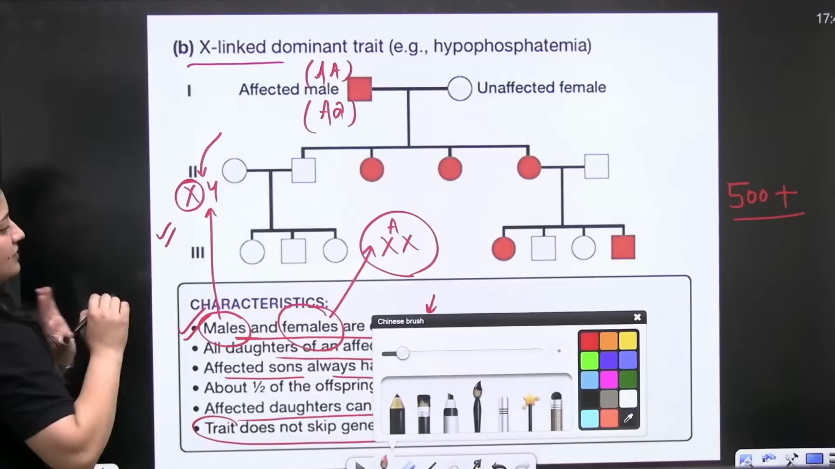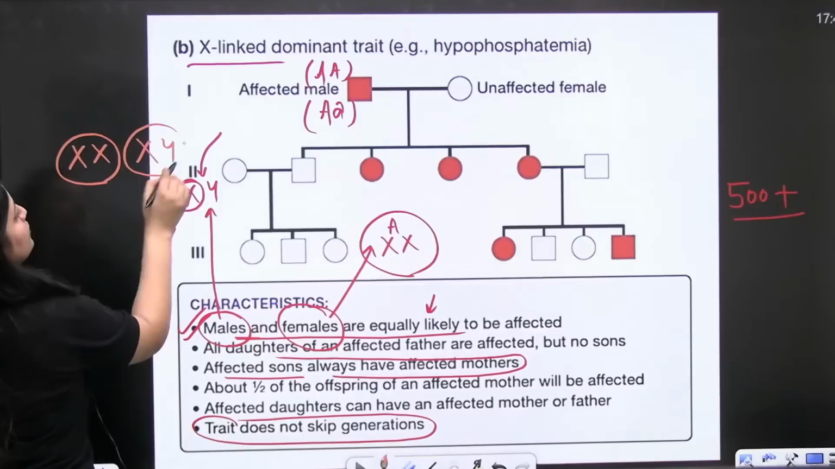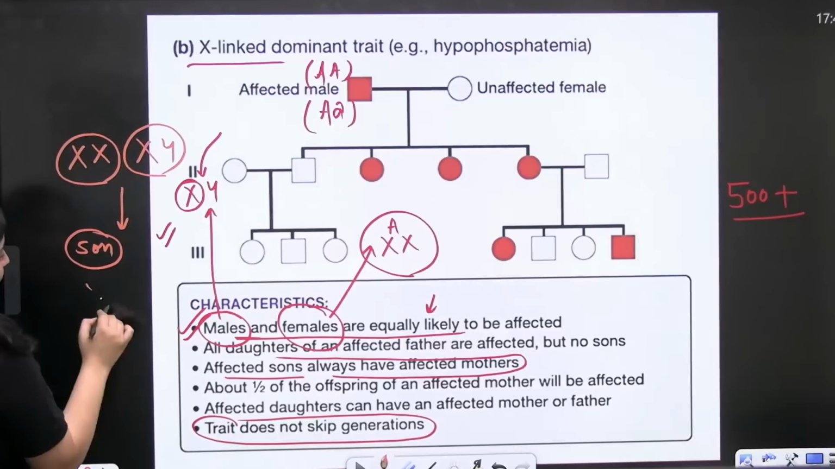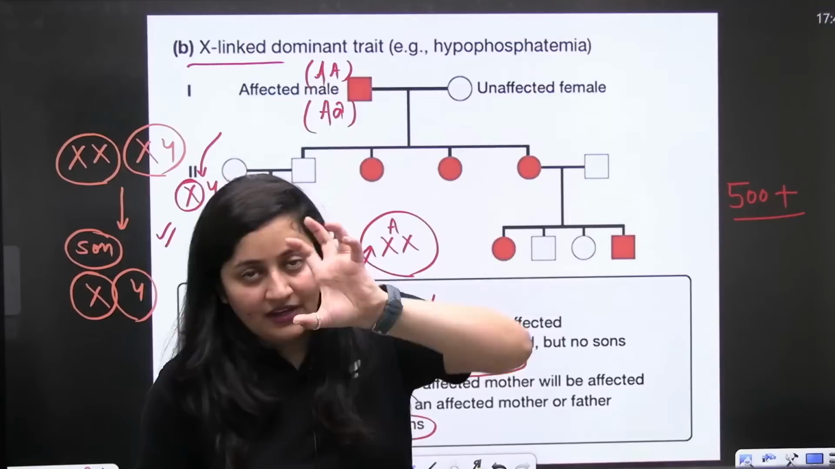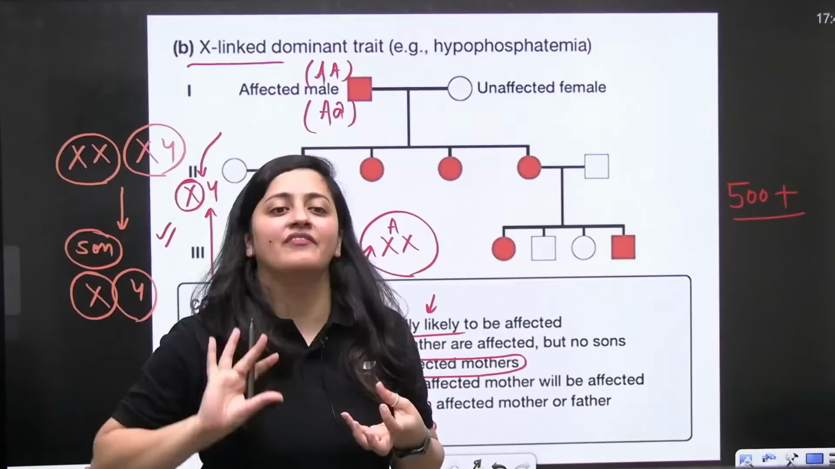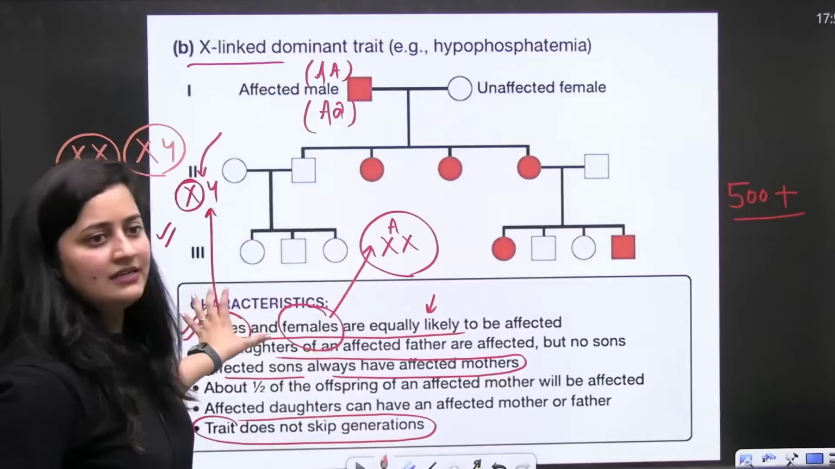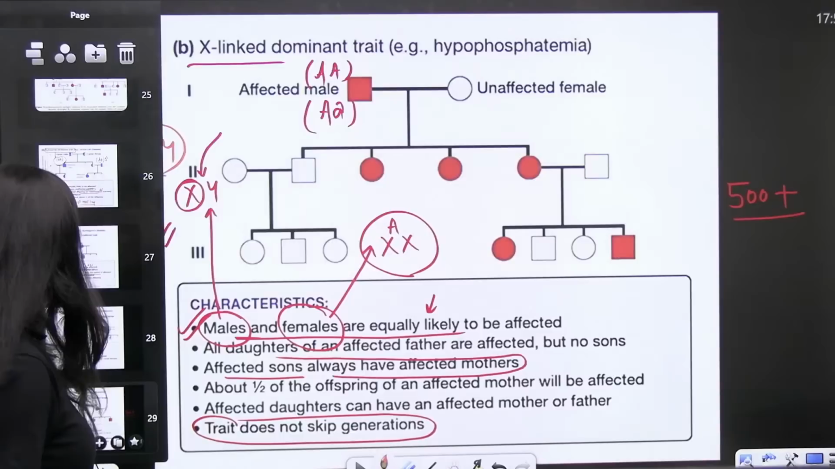Because, bachche, see, female is XX, male is XY. So, in the case of their son, X will be contributed by the mother, Y will be contributed by the father, right? So always remember, if it is a dominant trait and the son has that dominant trait, then definitely the mother has that character also, because the mother is going to pass the X chromosome to her son. Okay, then last one.